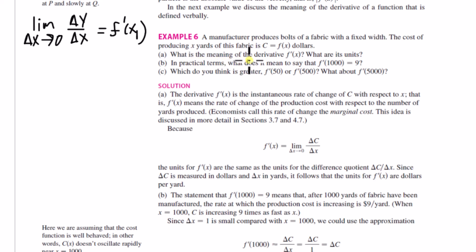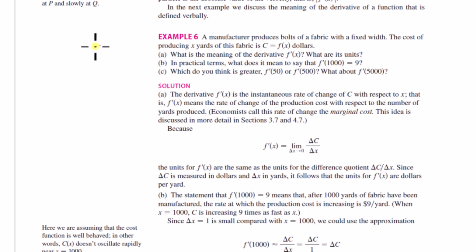So what is the meaning of the derivative f prime of x? And what are the units? So this x is how many yards of fabric are produced, and then the c is the cost of producing those yards of fabric. So the difference quotient is a change in cost, the cost to produce x yards of fabric, with respect to the total number of yards of fabric produced, and then you take the limit as delta x approaches 0.